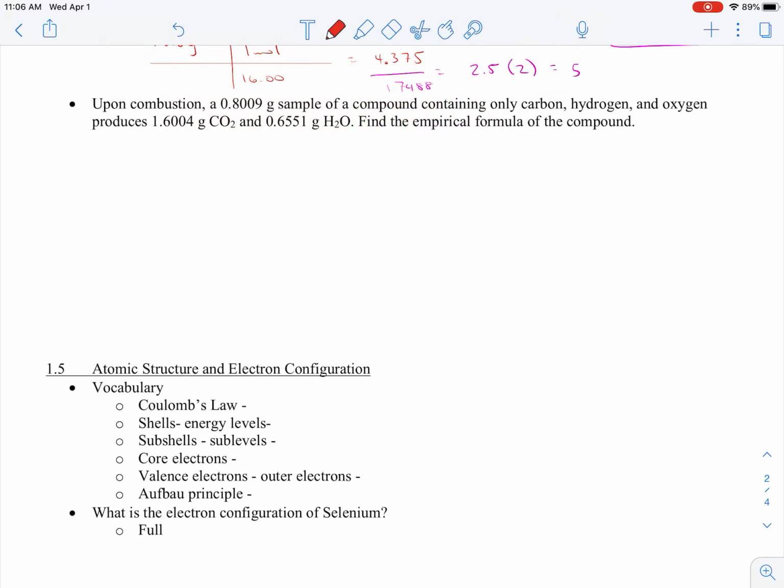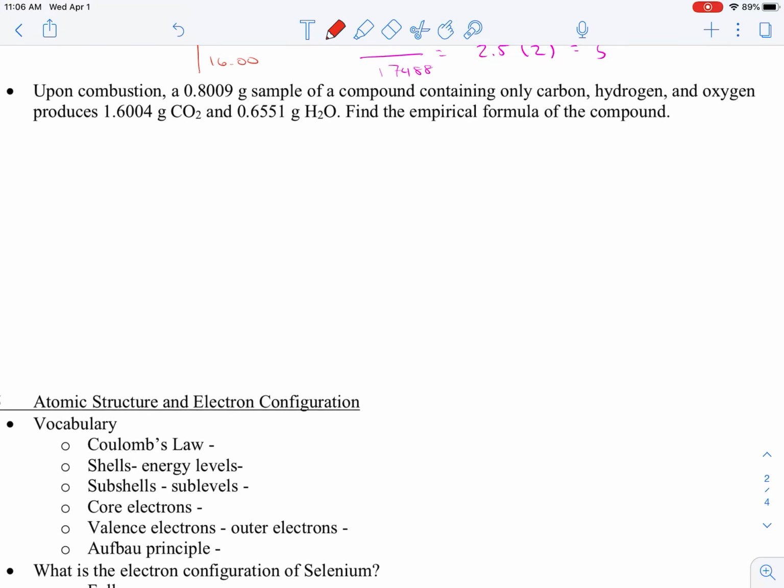Now this one's just a little bit tougher because we have to do an extra step or two. So make this a little bigger. Hopefully we can fit it all on there. So we have a 0.8009 sample containing only carbon, hydrogen, and oxygen. So I like to write out what we have. We know that it produced 1.6004 grams of carbon dioxide, and it produced 0.6551 grams of water. So our first step is to find grams of carbon and grams of hydrogen.